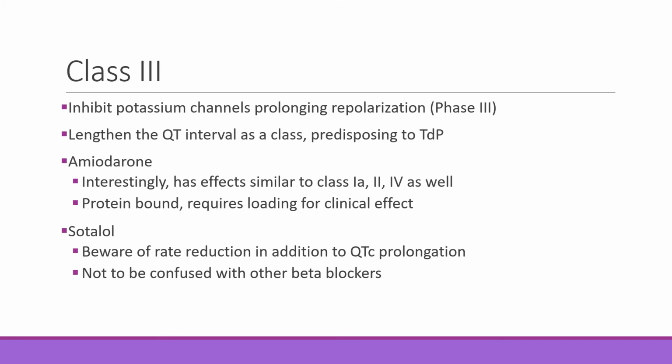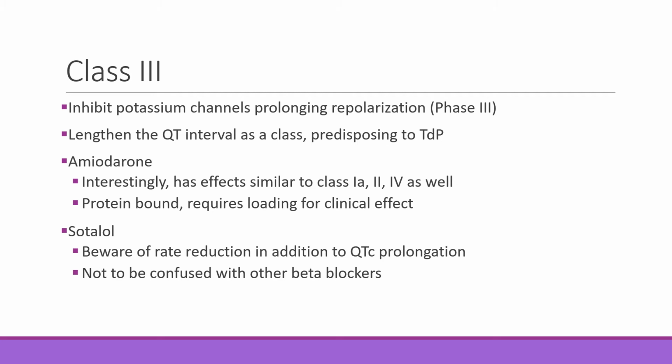For class 3 agents, they inhibit the potassium channels, prolonging repolarization in phase 3. They also lengthen the QT interval as a class and again predispose patients to torsades. Amiodarone is in this class and interestingly has effects similar to class 1A, 2, and 4 as well. Several side effects are important to note for amiodarone, including drug interactions, which we'll talk about.